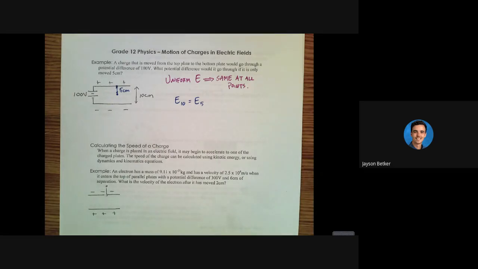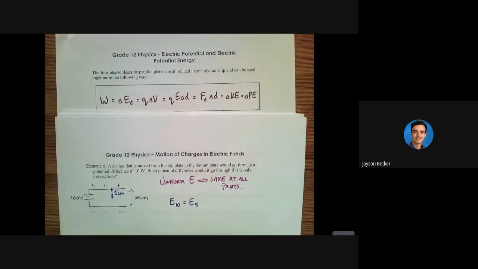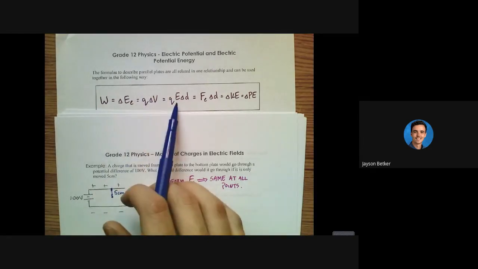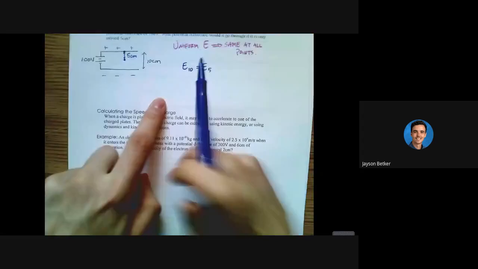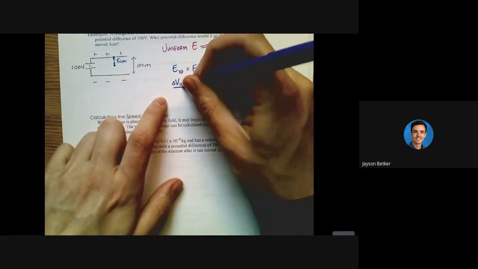What that ends up meaning, if I go back and look at one of the first formulas that we learned in this section, is that the electric field is equal to the potential difference divided by the displacement. That's not exactly right here, but it's a rearrangement. It's a canceling of the charges, and then we just divide by displacement. So we get potential difference divided by displacement. Now for E10, that's going to be the potential difference at 10 centimeters divided by a displacement of 10 centimeters.